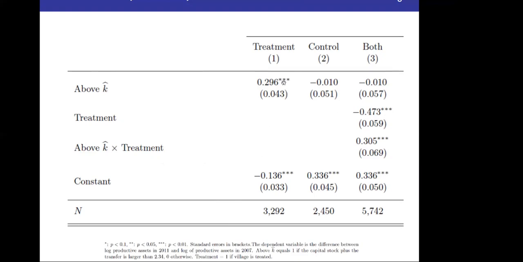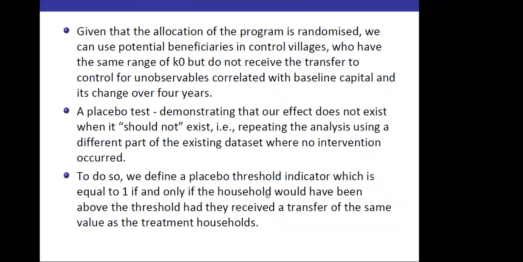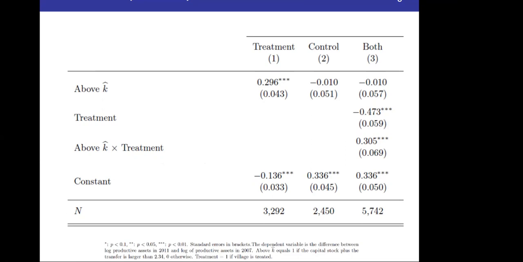We can see for the treatment group there is a positive relationship. That is a confirmation of what we saw in the diagram. In the control group, there is no significant relationship, as you would expect. And when you put in both the control and the treatment group, once again you have a significant positive effect if you interact a treatment dummy with whether they were above the threshold or not. So this is our core finding in terms of what is happening to the treatment group and what is happening to the control group. And it addresses one of the problems you could think of in identifying the effect of this transfer.